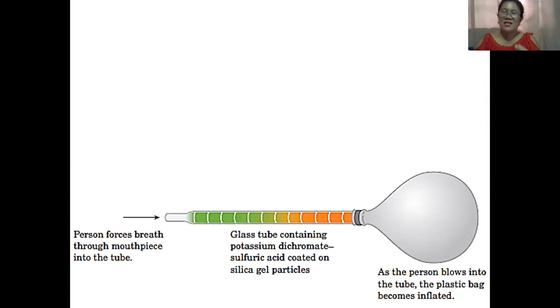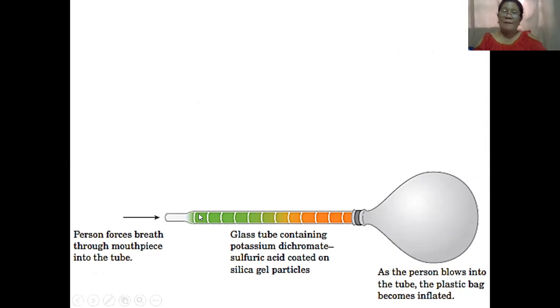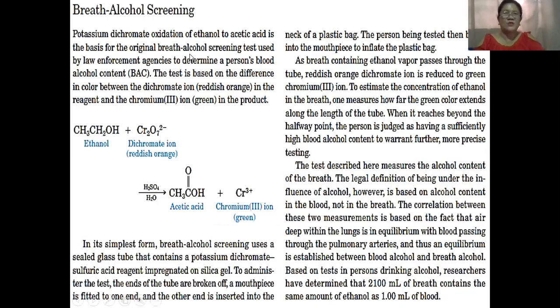Okay, in the US, what they did is they have this breath alcohol screening. When he blows, what will happen? The color here is orange. This is the dichromate ion, the reddish orange. In the reagent, it will turn into green whenever alcohol is present.